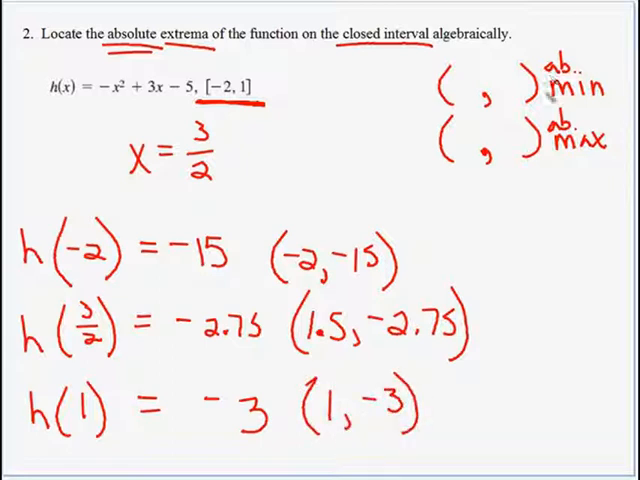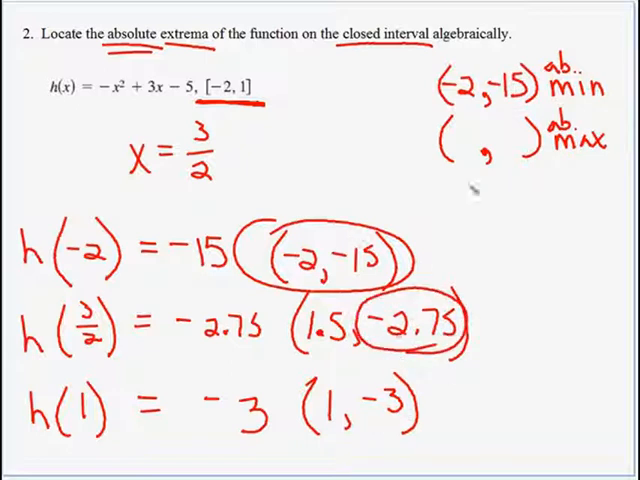All right, which of those is our absolute min? What is the lowest of all of them? That'd be this one right here. -2, -15 is our absolute min. And what's the highest of all our y values? Well, this one, it's negative, but it's the least negative of all of them. So that'd be the point 3 halves, -2.75. So those are the absolute extrema.